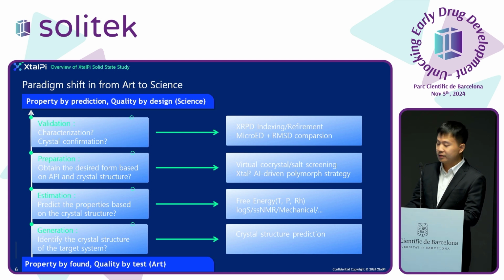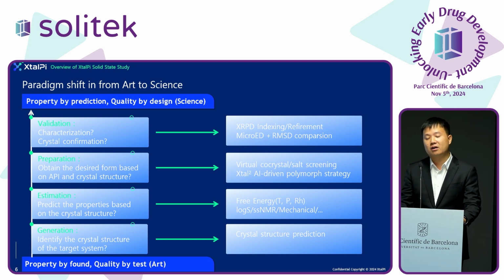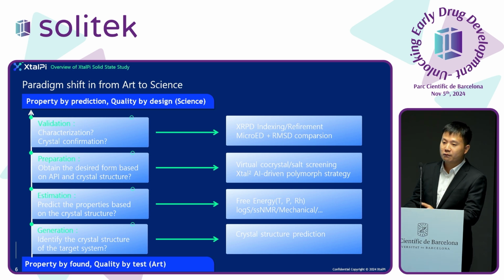And then the next question is, how do we prepare the predicted crystal structure? And this is actually the most challenging part. So far, from XtalPi, we haven't really solved this problem. It's a worldwide challenging problem, but we have made some progress by having an AI-driven polymorph strategy, which can give you some experimental recommendations before the real experiments. And then we do the experiment to really increase the efficiency and the success rate in obtaining suitable solid forms.